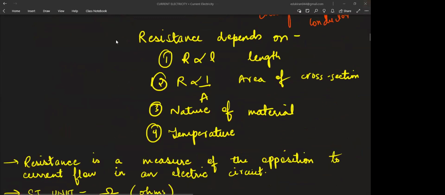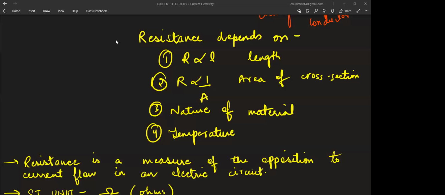Okay, now look, resistance depends upon four things. Firstly, resistance depends upon the length of the conductor. Then resistance is inversely proportional to the area of the conductor. Then it depends on the nature of material and temperature. These two are also very important, nature of the material and temperature.